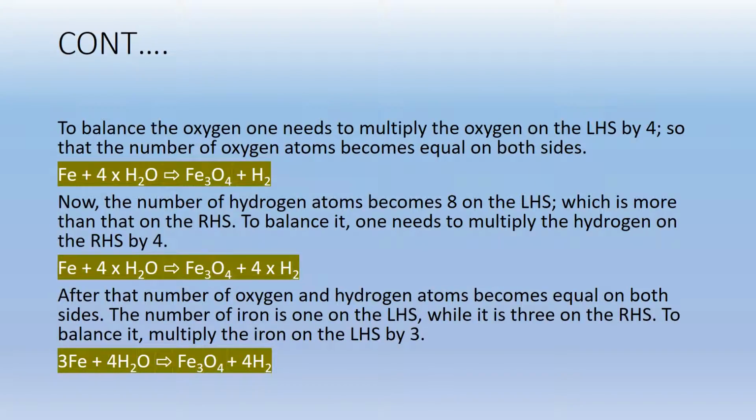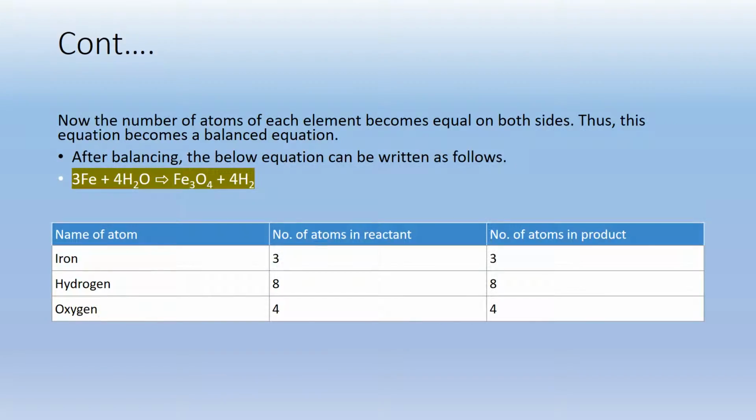The number of iron atoms is 1 on the LHS, while it is 3 on the RHS. To balance it, multiply the iron on the LHS by 3. 3 Fe + 4 H2O → Fe3O4 + 4 H2. Now the number of atoms of each element becomes equal on both sides. Thus, this equation becomes a balanced equation. After balancing, the equation can be written as follows: 3 Fe + 4 H2O → Fe3O4 + 4 H2.